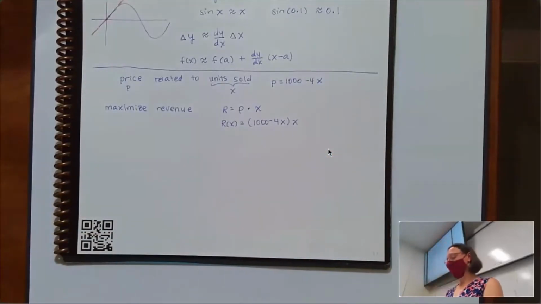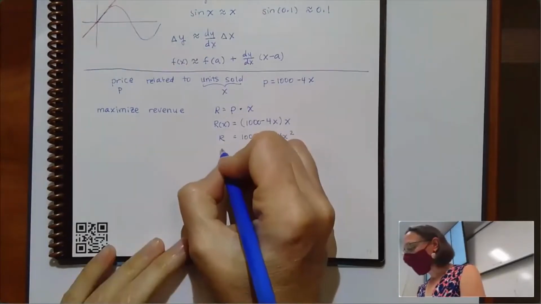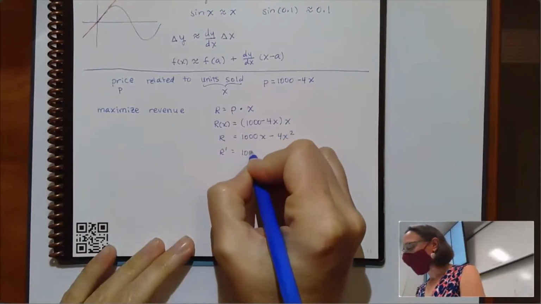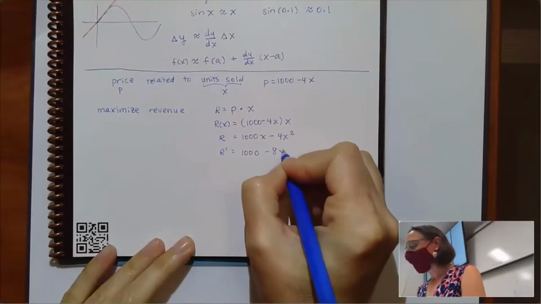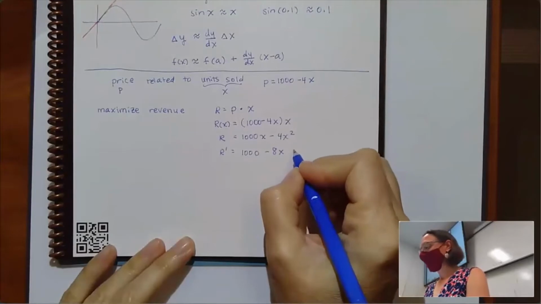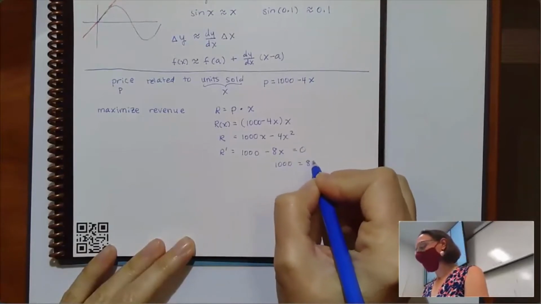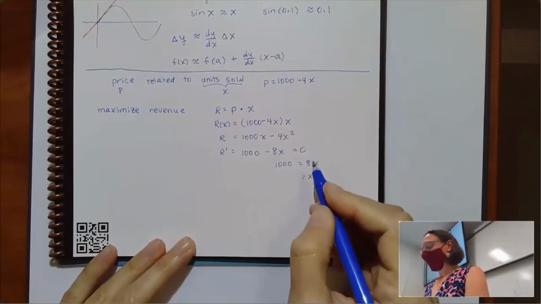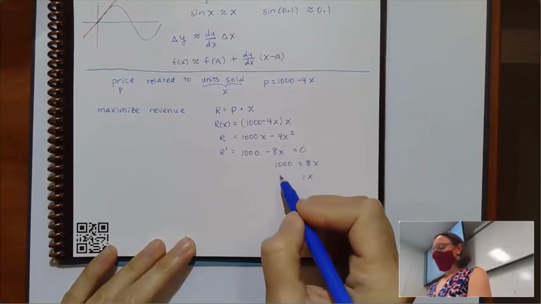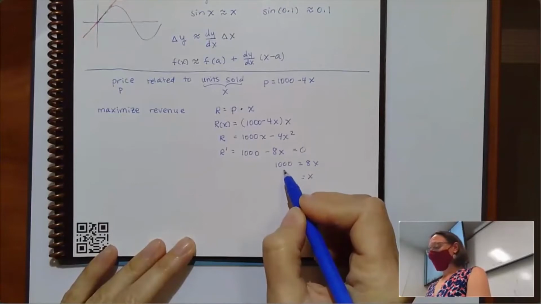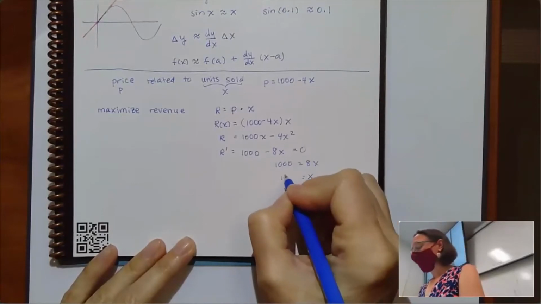Once you've got the equation, the calculus part is straightforward. I take a derivative, I set it equal to 0, test those critical points. I'm going to let you all do that part. Take this derivative, I get 1,000 minus 8X, and setting that equal to 0, if 1,000 is equal to 8X, I can divide it by 4, get 250, divide that by 2 again, so 125.